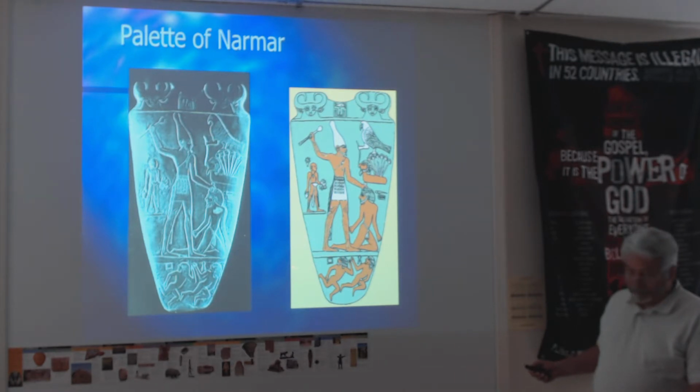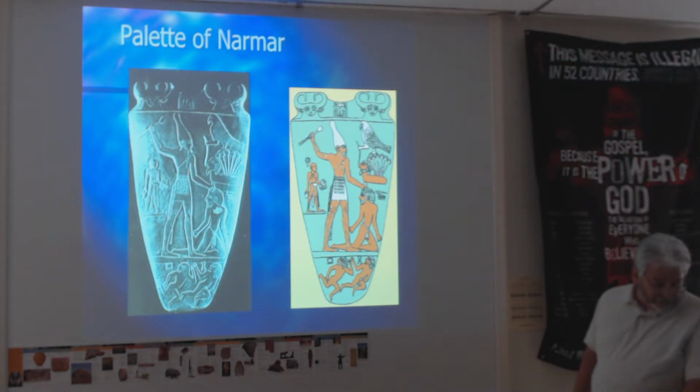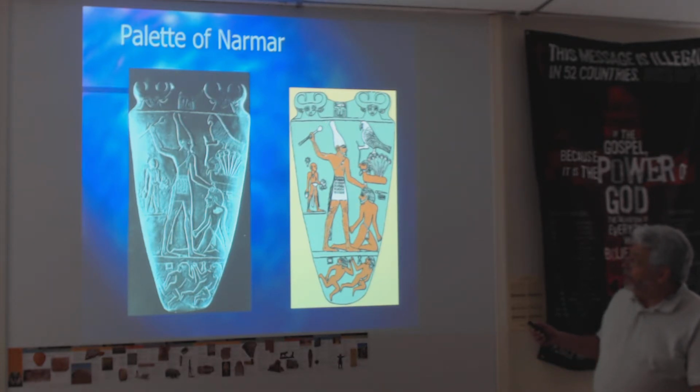What about these down here? What do they look like? They're dead. They're laying there dead. All right, so symbolic of those that he's killed. All right, he's wearing a white crown, which is the crown of Upper Egypt.